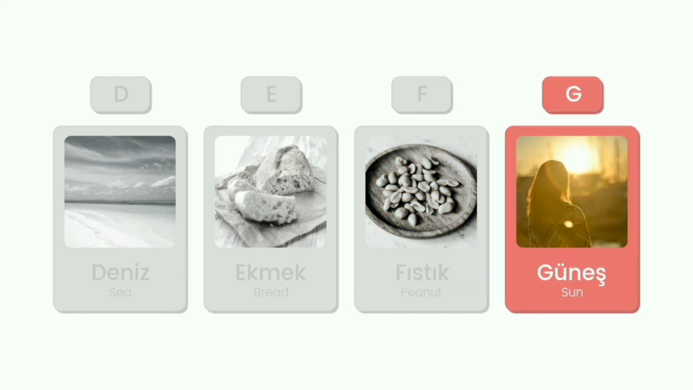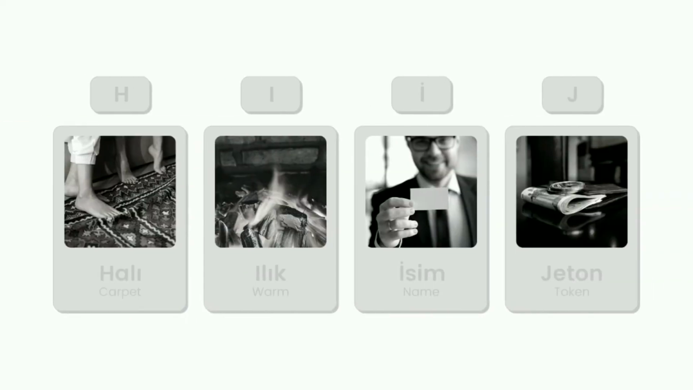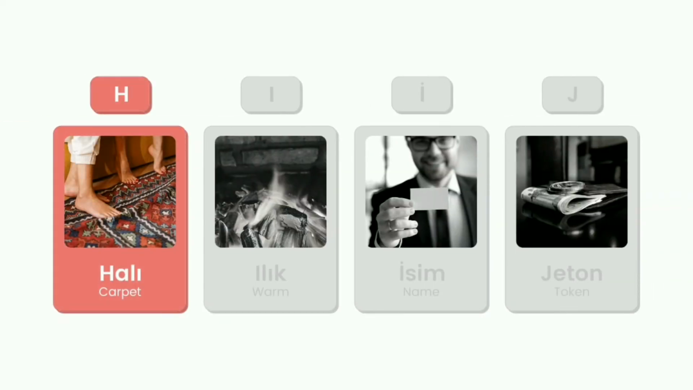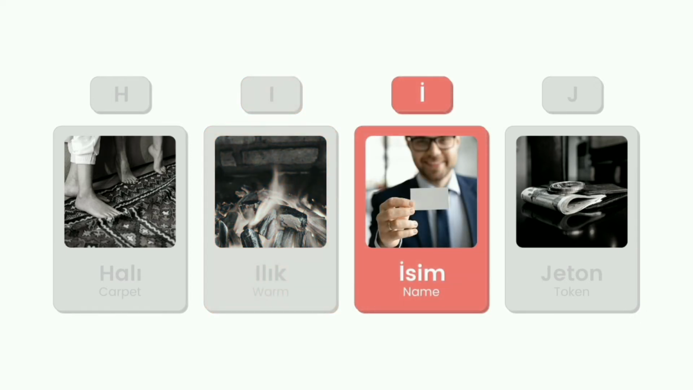G. Güneş. Yumuşak G, also known as soft G. We don't pronounce this letter alone, but we make the sound softer, like yağmur. H. Halı. I. Ilık. İ. İsim.